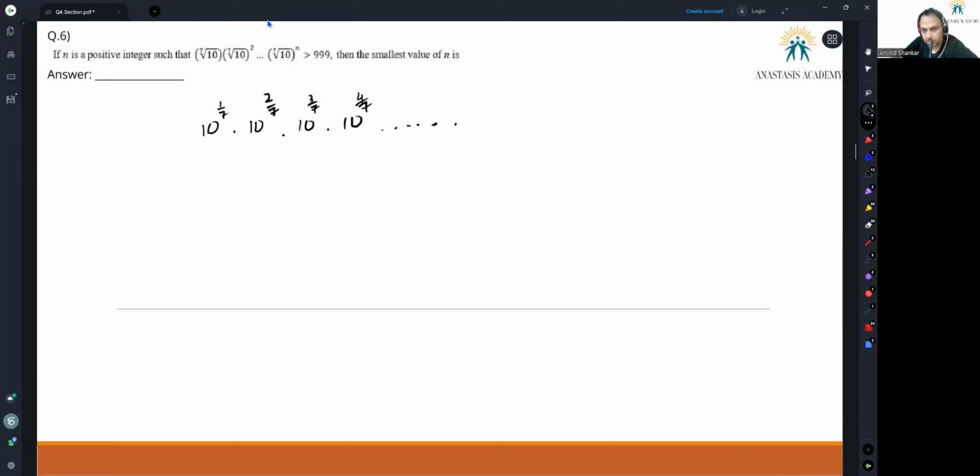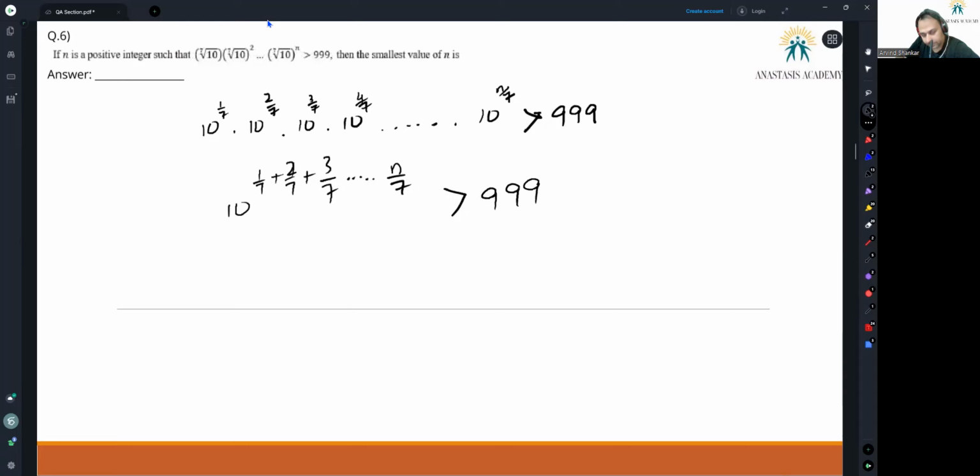And so on. This keeps on going up until 10 raised to the power n by 7 is greater than 999. Now, because these are all powers of 10 multiplying, we have to add the exponents. So I have 10 raised to the power 1 by 7 plus 2 by 7 plus 3 by 7, and so on, up until n by 7 is greater than 999.